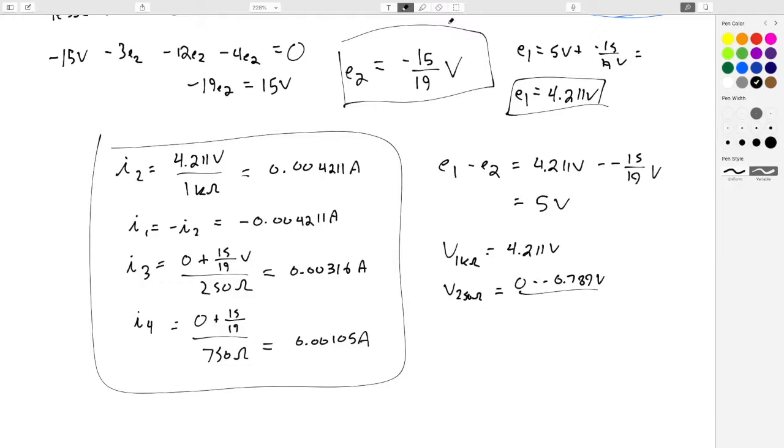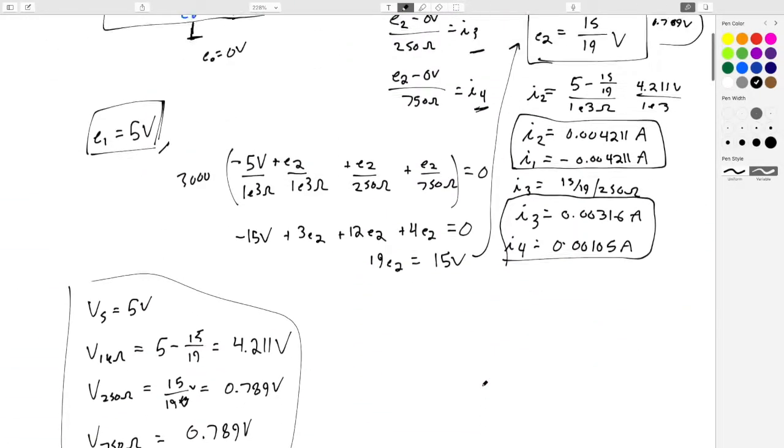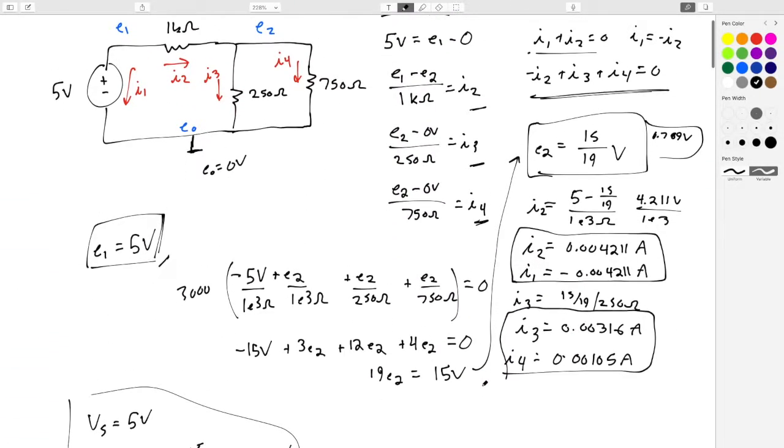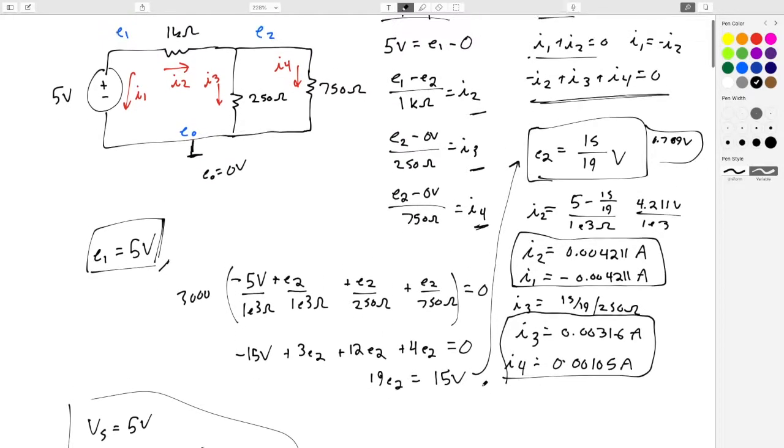So, sorry, we don't need a line there. And then same with the 750 ohm resistor. Cool. Now, if you look at all these numbers and compare them to these ones up here, the same exact stuff popped out, right? Even though in between our node voltages had different numbers, they're expressing the same things, right?